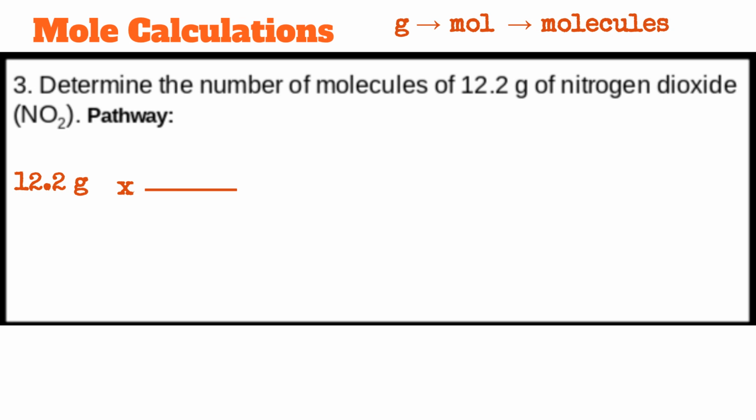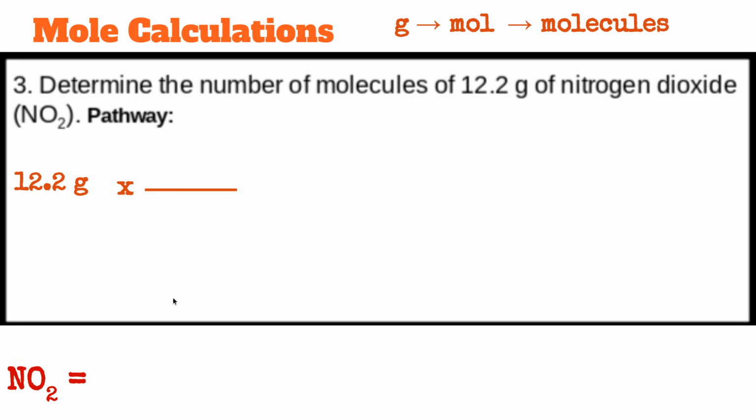And we're converting, so we need times in a line. We need to get rid of those grams. So grams goes on the bottom, and since we're changing those grams into moles, moles will go on top. But we've got to figure out how many grams. So we're going to use our periodic table to get the molar mass of nitrogen dioxide.